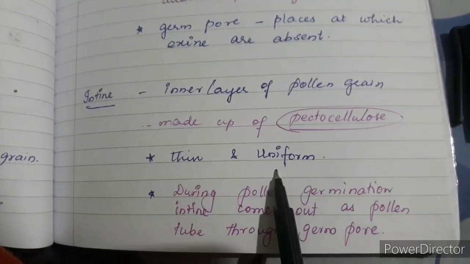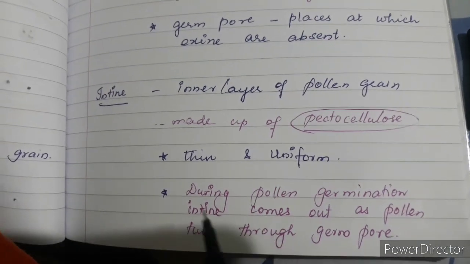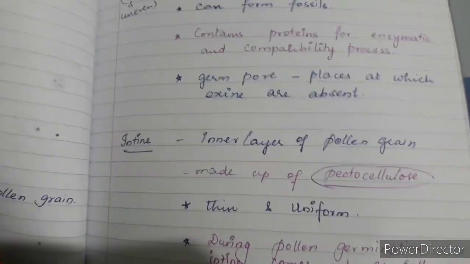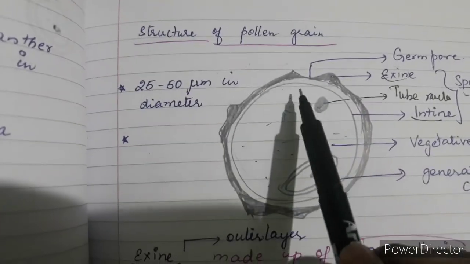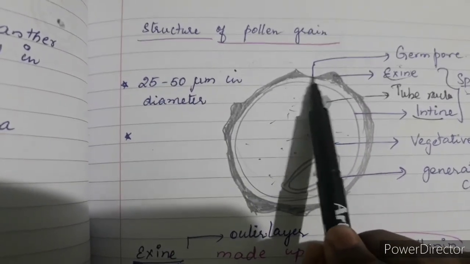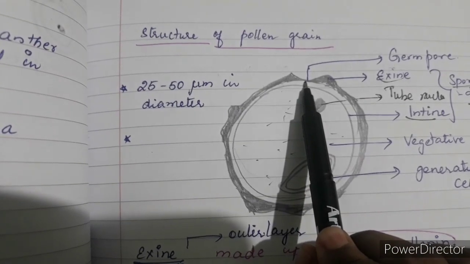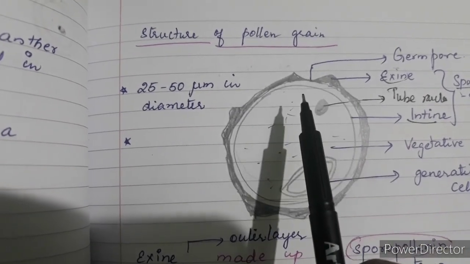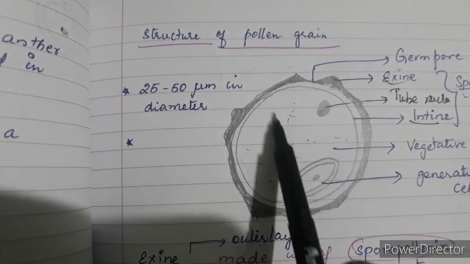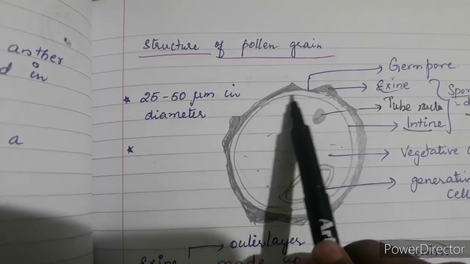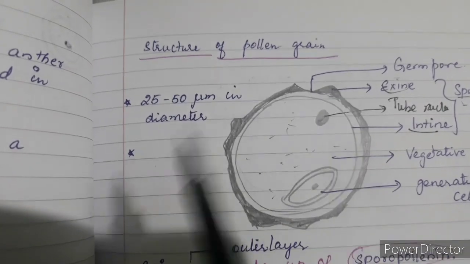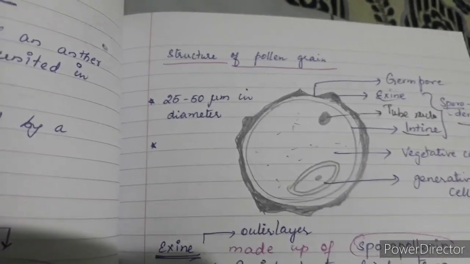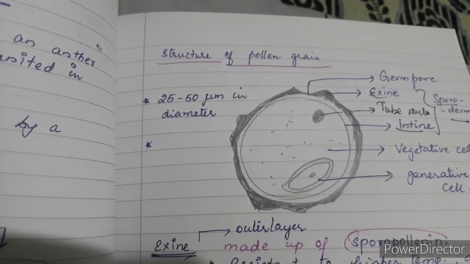It is a thin uniform layer, and during pollen germination it grows generally through the germ pore. You could see the germ pore over here. Through this germ pore, in this area exine is absent, so the intine is going to come out and grow as a pollen tube. The intine is actually covering the vegetative cell. So along with the intine, the vegetative cell is going to come out and grow as a pollen tube. This is the basic thing over here.